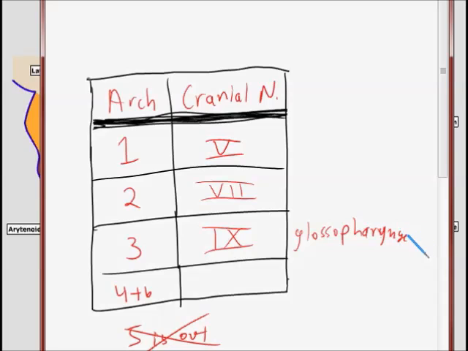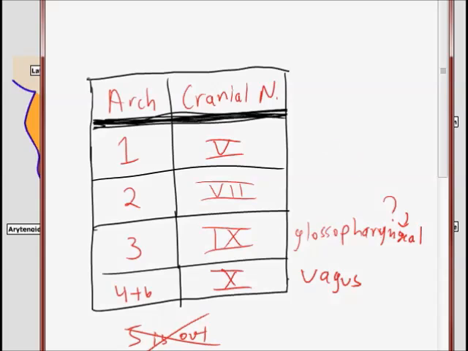This is not my day for writing, but it's okay. And then 10, and this is a question mark because I'm not sure about this, so don't quote me on that. This one I'm pretty sure, the vagus nerve. So pretty much you're going to have arch number 1 by cranial nerve 5. Arch number 2 is by cranial nerve 7. Arch number 3 is 9, glossopharyngeal. The 4 and 6 combo, because remember 5 is out, I'm going to keep saying that until it burns into your head, is by 10.